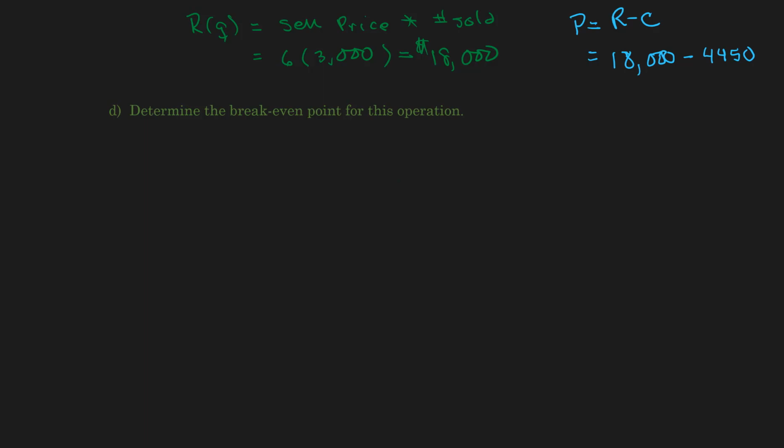The last thing we're asked to look at here is the break-even point. This break-even point is the situation where your revenue is equal to your costs. What this means is the profit is zero. Now, a profit of zero is not always a bad thing. You aren't making any money, so if you own the company, you're not making any money. But on the flip side, when you're at the break-even point, you're not losing any money either.